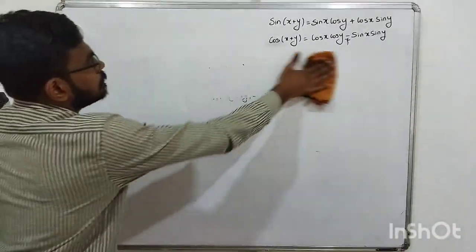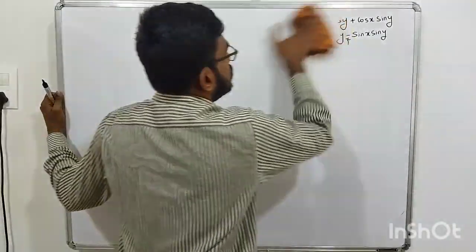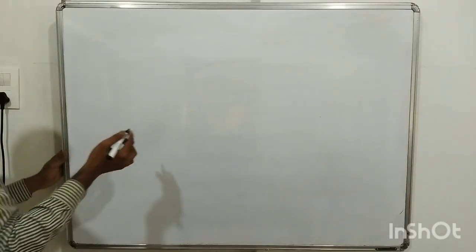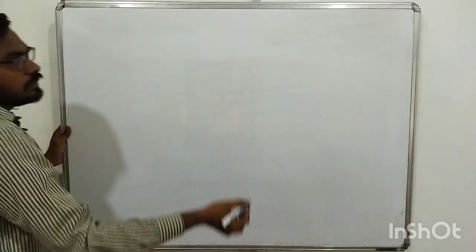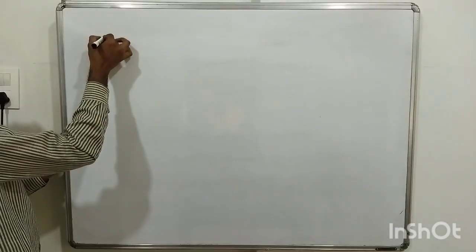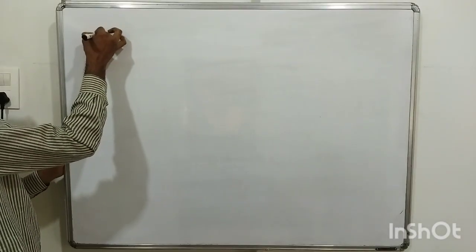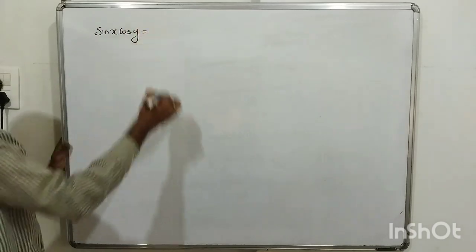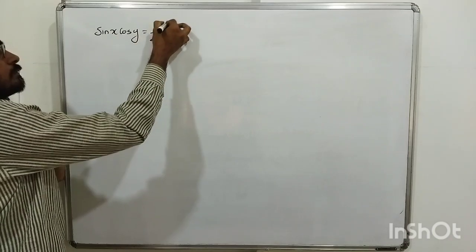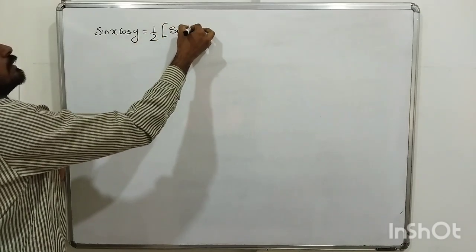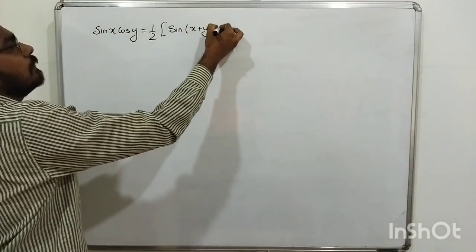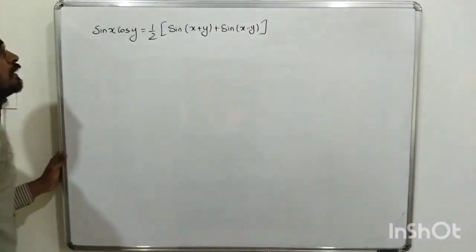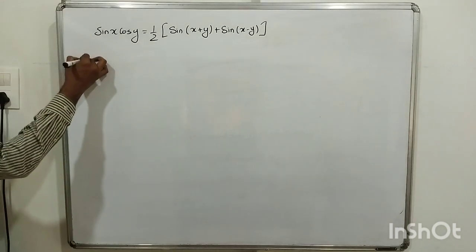So actually this is easier than the factorization formula derivation. In that, we have actually derived half of this. First we will derive sin x cos y is equal to half of sin(x plus y) plus sin(x minus y). Okay, so we will derive this now.